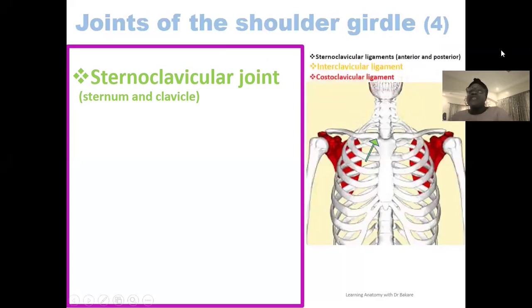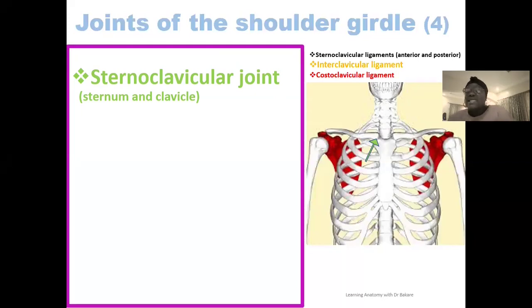This joint is reinforced by a number of ligaments. The first ligament here is the sternoclavicular ligament. Sternoclavicular ligaments are two: we have its anterior subdivision and its posterior subdivision. This ligament is seen to connect the sternum with the clavicle.